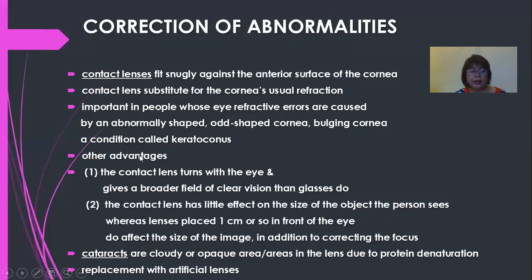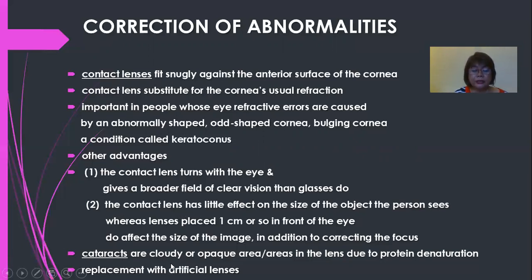Okay. The other advantage of using contact lenses is that the contact lens turns with the eye and gives a broader field of clear vision than glasses do. The contact lens has little effect on the size of the object that the person sees, whereas lenses placed 1 cm or so in front of the eye, like eyeglasses, affect the size of the image in addition to correcting the focus. Okay. What are the other abnormalities that could occur in the eye?